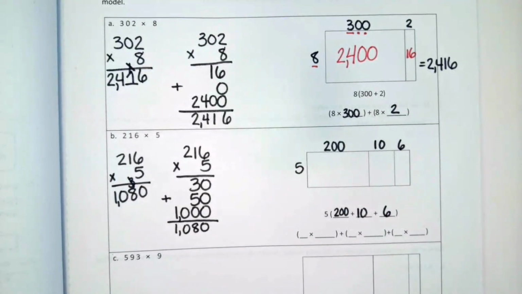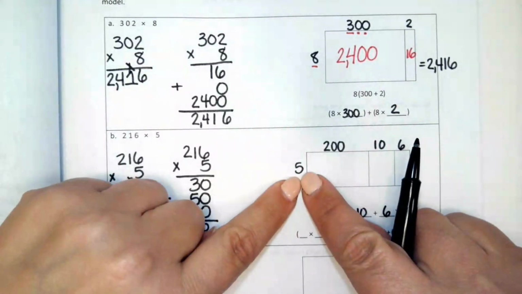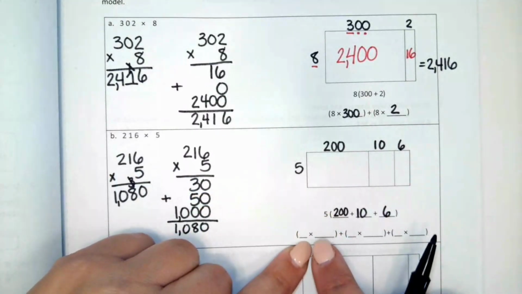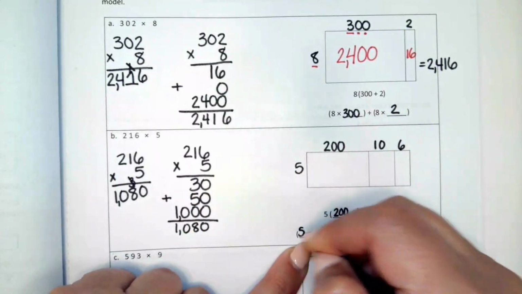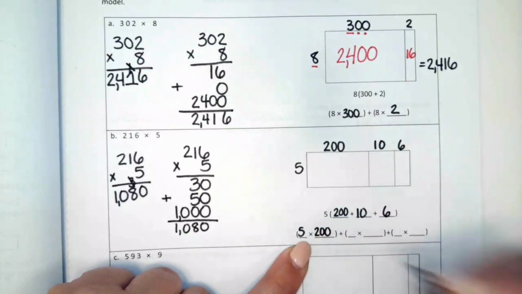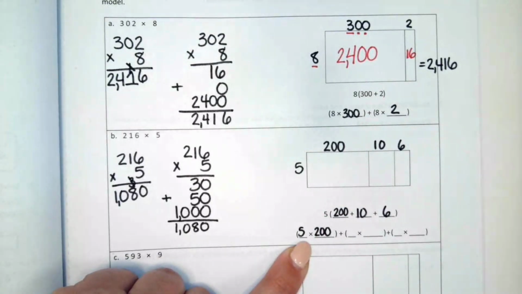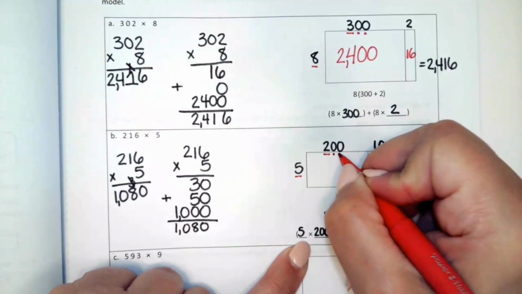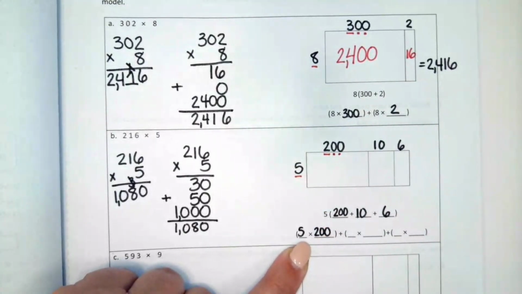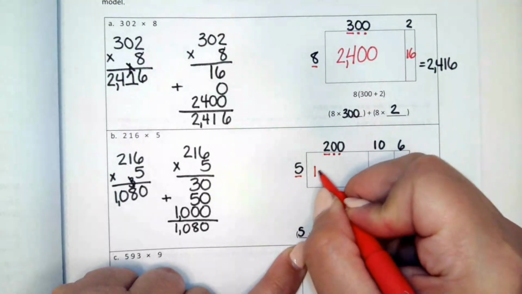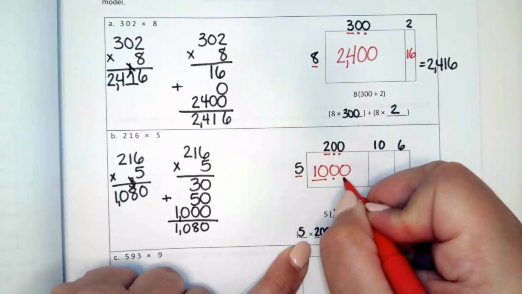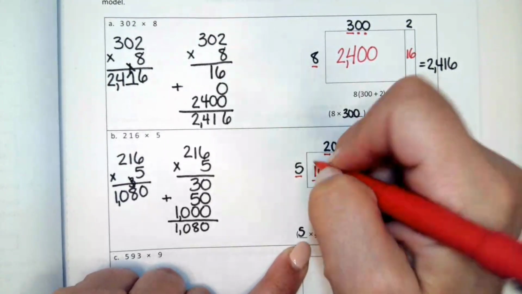So the first step is to multiply the 5 times the 200. So let's write that here for the first step. 5 times 200. What's 5 times 200 equal? Think of 5 times 2, and then it needs 2 more zeros. 5 times 2 is 10, and then 2 more zeros. That makes 1,000.